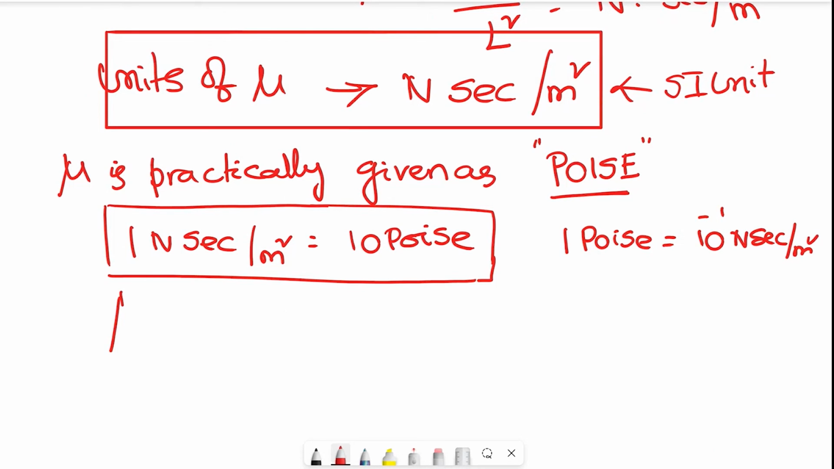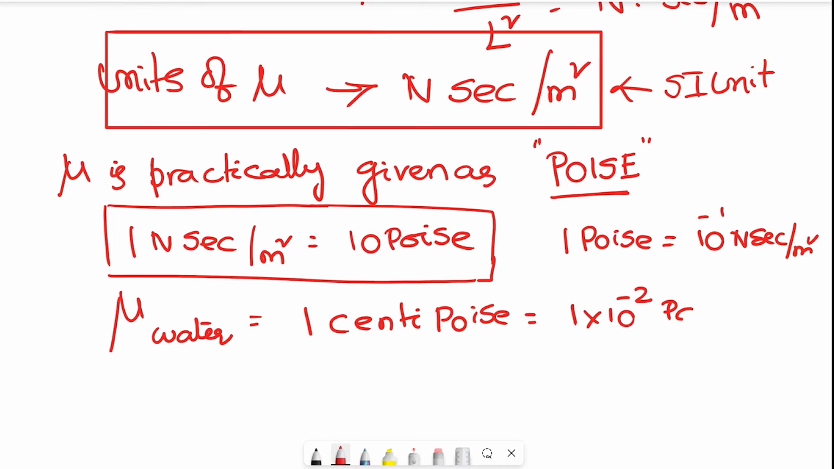Here, one important thing is what is water viscosity? Water viscosity is 1 centipoise. 1 centipoise means 1 into 10 to the power of minus 2 poise, which is equal to 1 into 10 to the power of minus 3 Newton second per meter square. So this is another thing.